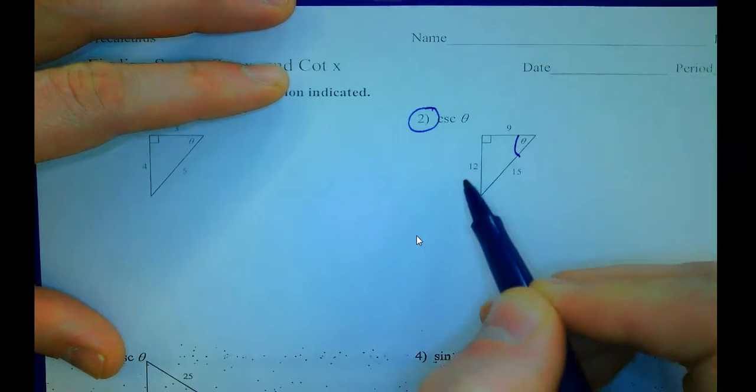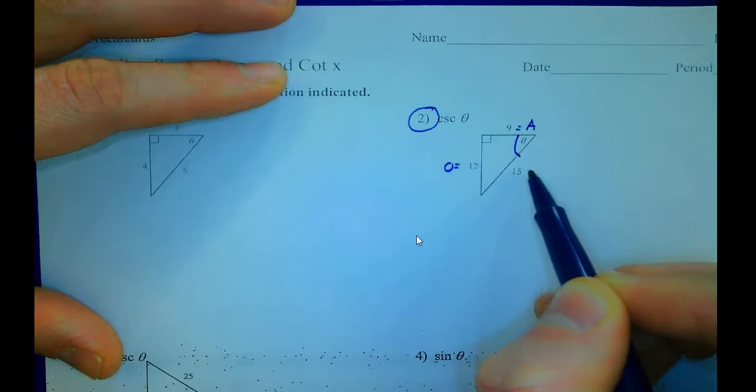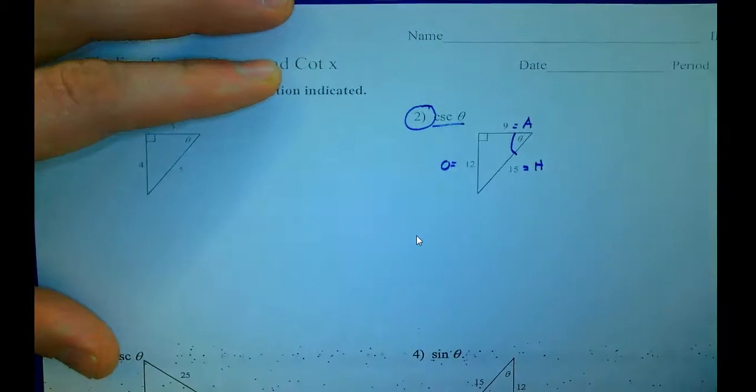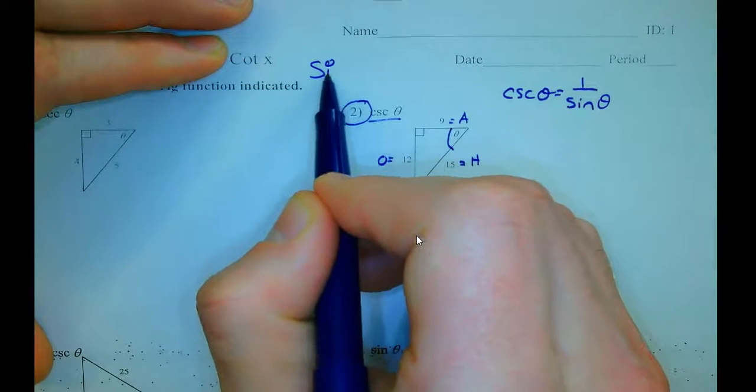And if this is the angle, we know that this is the opposite side. We know that this is the adjacent side. We know that this is the hypotenuse. Okay? If we're looking for cosecant, what we want to remember is that the cosecant is equivalent to 1 over sine, okay? And then using SOHCAHTOA, right, so this is something to memorize.